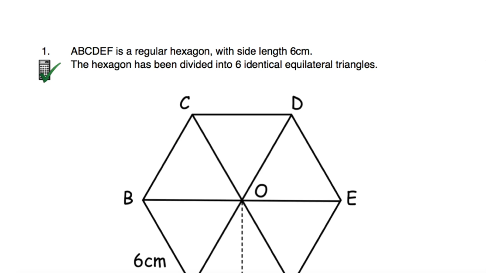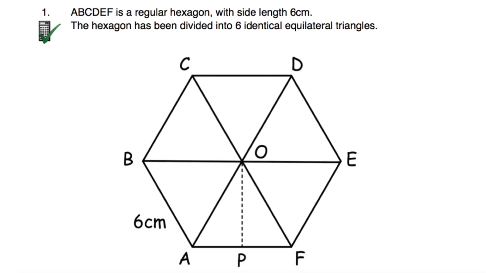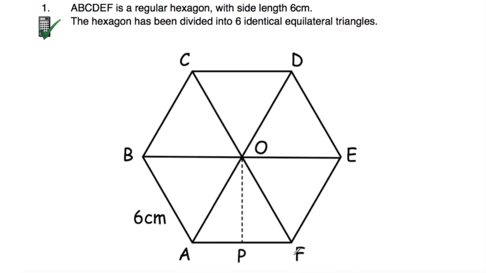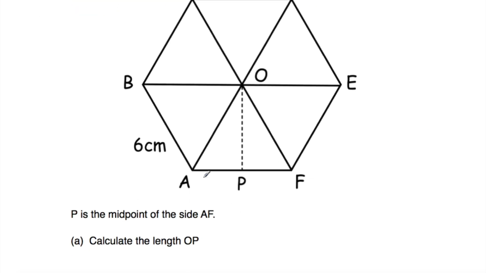Okay, question number one. Question number one says ABCDEF is a regular hexagon with side length 6 centimeters. So let's have a look here: ABCDEF and a side length of 6 centimeters. The hexagon, as you can see, has been split up into 6 identical equilateral triangles. Because they're equilateral, we know that each of the angles is 60 degrees. If this side length is 6 centimeters, it means that this length is 6 centimeters, that length is 6 centimeters, and so on. And part A says P is the midpoint of the side AF.